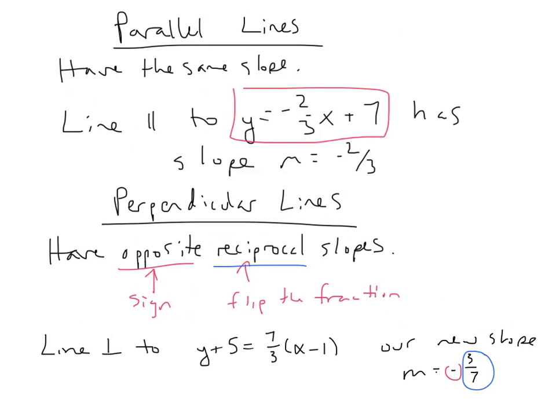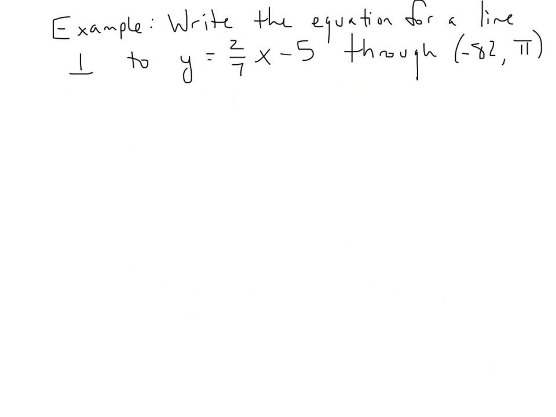And we're going to look at this in terms of asking a question that's maybe a little bit more complicated about how to write the equation for a line in point-slope form. So here we're looking to write the equation for a line that's perpendicular to the line y equals 2x minus 5 through the point negative 82, pi. Now remember that when we're saying we're perpendicular to this line, that's only going to be useful to us in terms of finding the slope of our new line.